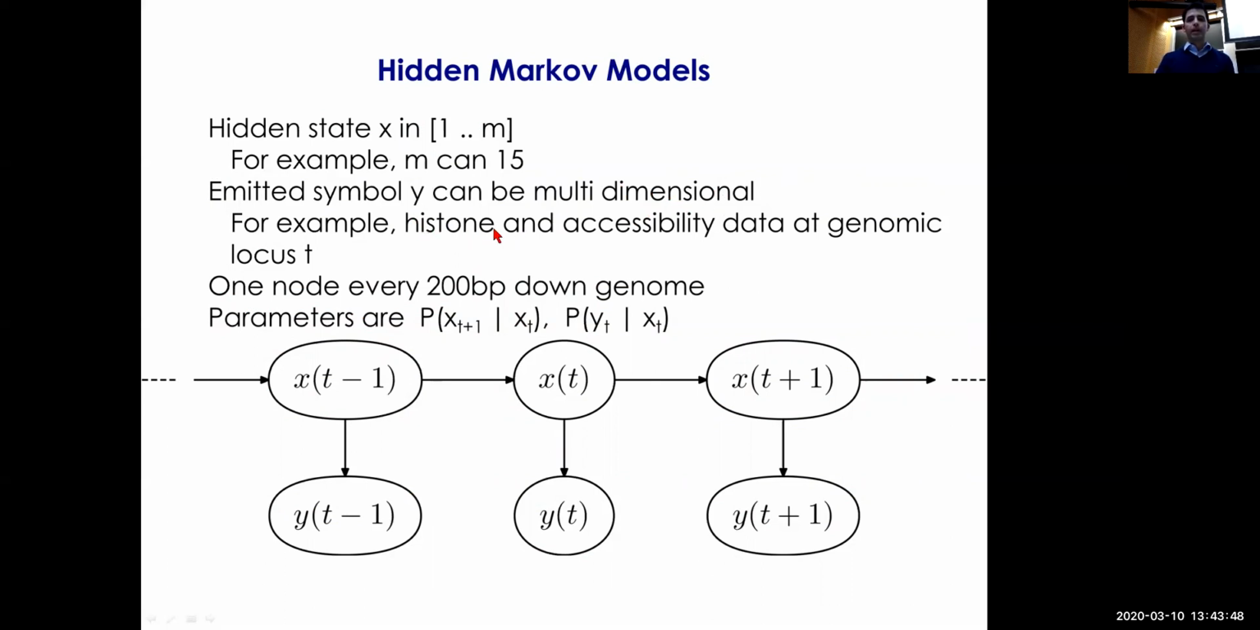For example, I might have chromatin accessibility. I might have histone modifications at every genomic locus. And every one of those nodes captures roughly the size of a nucleosome. Okay, so you could have 200 base pair chunks walking down the genome. So then the parameters are: what is the probability of going to the next state from the current state. And these are the transition probabilities from going from one state to the other. And then the emission probabilities: what is the probability of emitting a vector of histone modifications given the current chromatin state that I'm in.